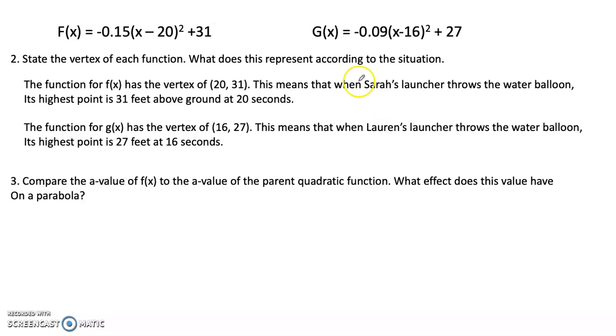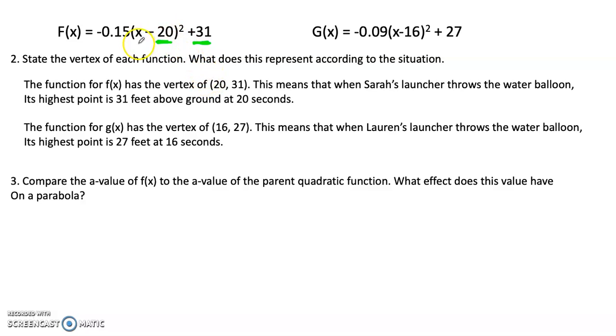All right, so now I have my vertex form for Sarah and for Lauren. We're going to state the vertex of each function and what this means according to the situation. So we know that my h is 20 and my k is 31. I'm pulling out just the h and just the k. In the formula here, we have this negative. It's meant to be in the formula as a minus. So we just want to pull out the h. We want to pull out that positive 20.